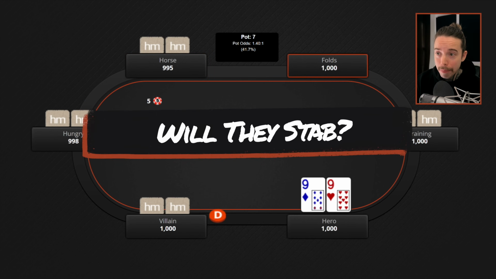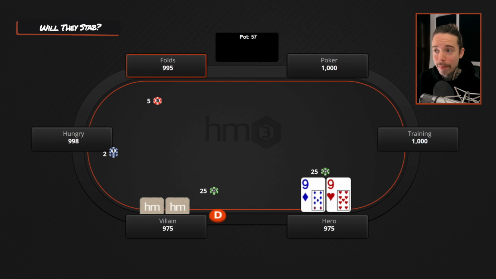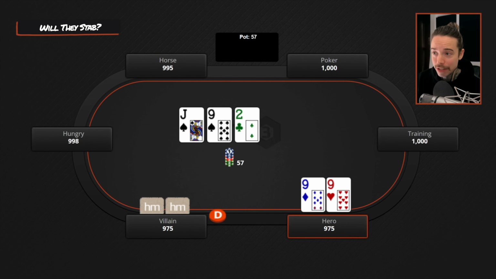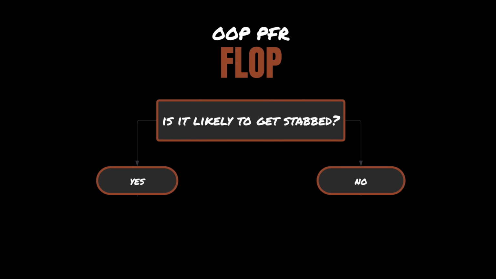All right, so in our first example here, we open pocket nines from the cutoff and get called by the button, and the board comes Jack 9 deuce. In this particular scenario, because the board is so wet and so dynamic, I would generally say yes, this board is very, very likely to get stabbed if we check, unless we're playing against the most passive nit in the entire world. So let's go to our chart here. Is it likely to get stabbed? I would say yes. My strategy here, when the board is very likely to get stabbed, is to check my entire range.